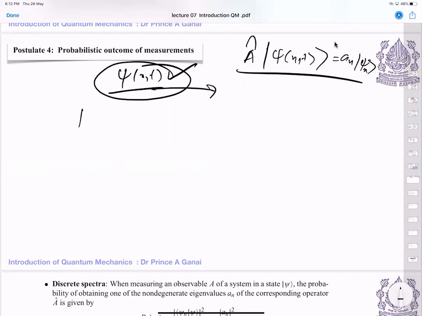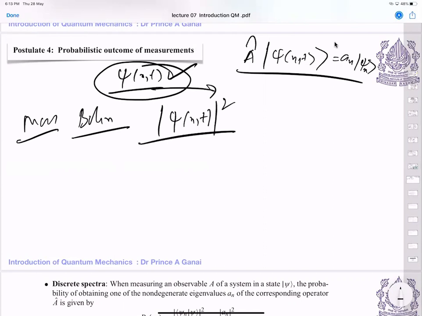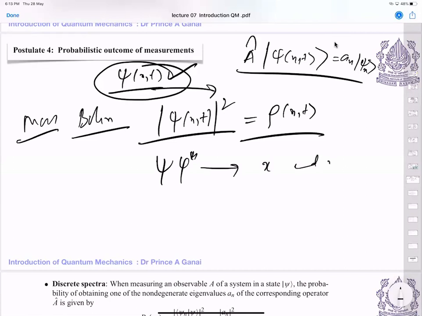I told you there is what was the Max Born postulate, that the wave function can be interpreted as a wave function. We know the wave function has no meaning by itself, but the modulus square of the wave function is the probability density. This is what we discussed in our earlier lectures. It is psi star psi that represents the probability of occurrence of the particle between, say, x and x plus dx. So it gives the probability outcome of a result, right?